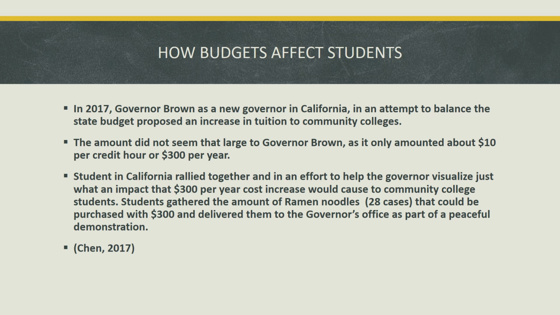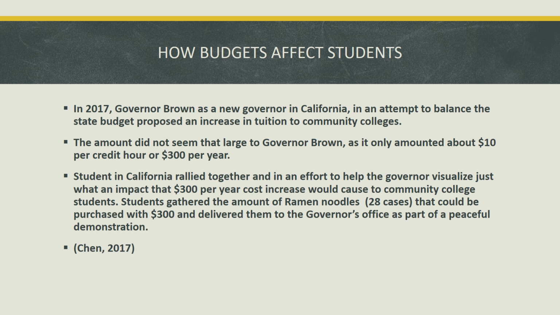The students had their plan for a peaceful demonstration. They gathered the amount of ramen noodles that $300 would buy, which was 28 cases of ramen noodles, and they delivered them to the governor's office as part of their peaceful demonstration. Their idea was to help him visualize just what $300 could buy for those students.